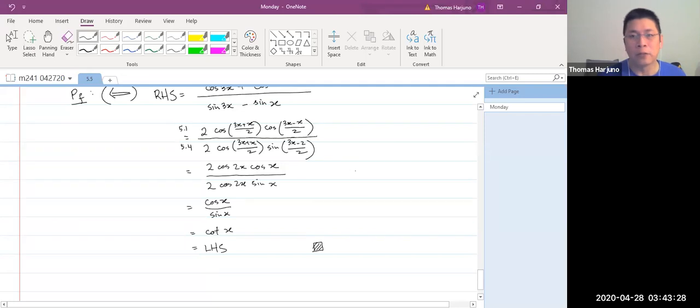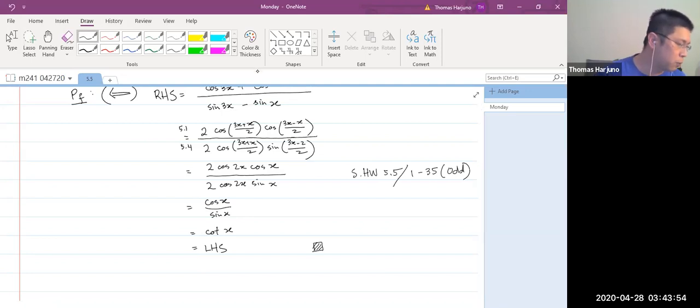Okay, from this 5.5, suggested homework will be number 1 to number 35. Okay, now that's for 5.5. I'm about to move on to chapter 6.